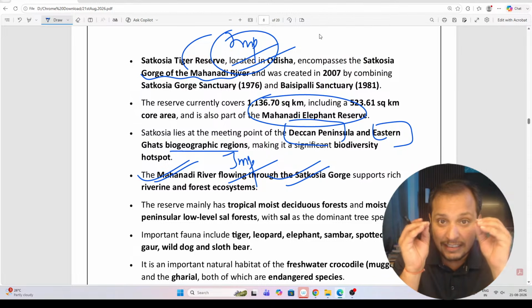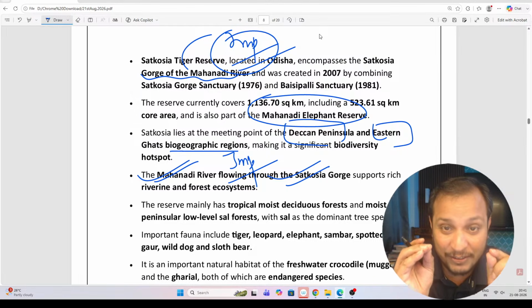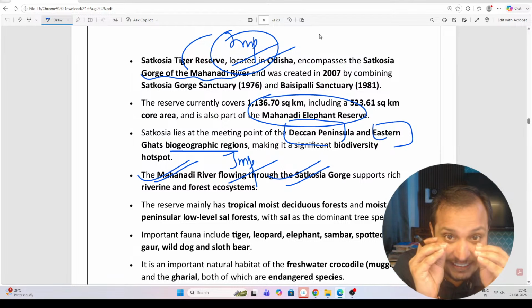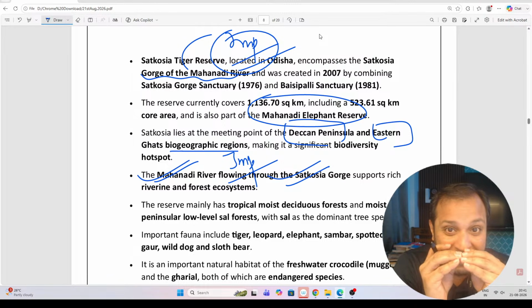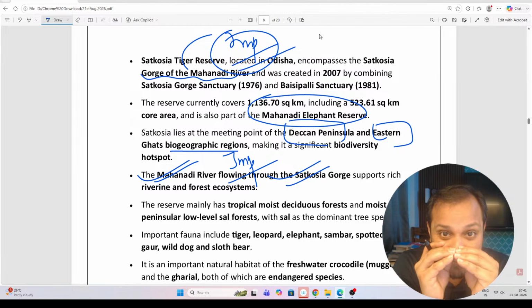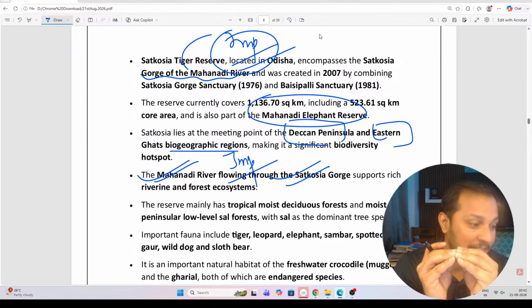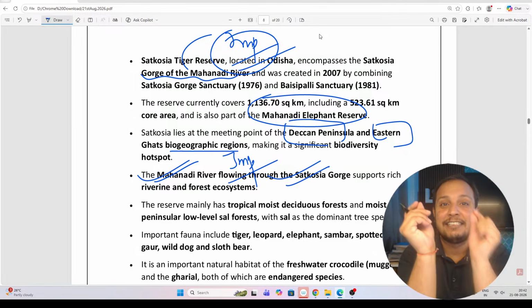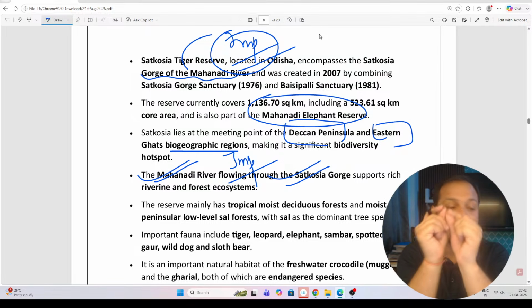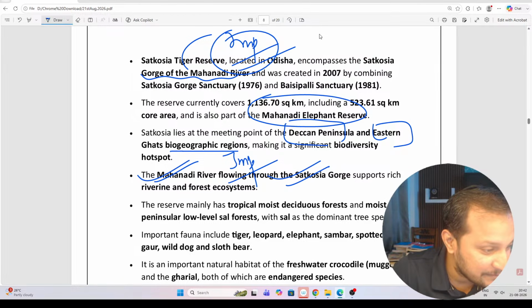Guys, such kinds of questions are very popular. UPSC loves the theme where the Western Ghats and Eastern Ghats meet. Can you tell me, guys, in which tiger reserve the Western Ghats and Eastern Ghats meet? Can anybody tell me? Quickly, quickly. Which tiger reserve?